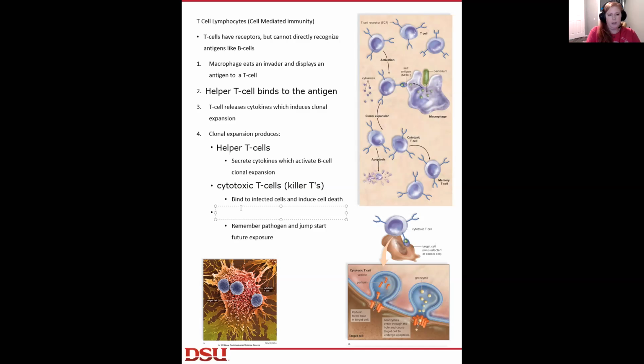The third type is our memory T cells. They do the same thing as memory B cells. They remember past infections and are ready to get the process rolling after an antigen has been presented to a helper T. Okay, fun.